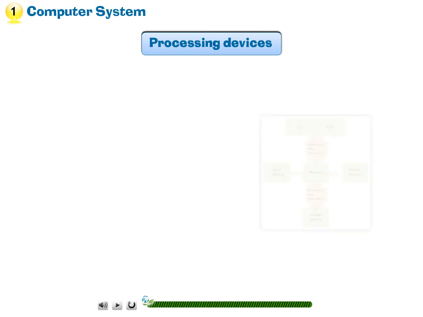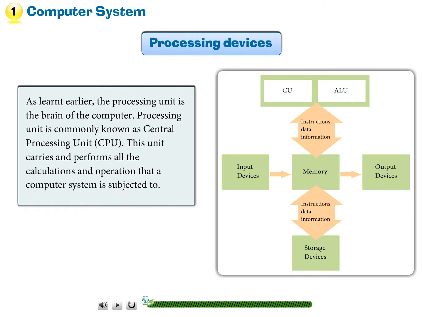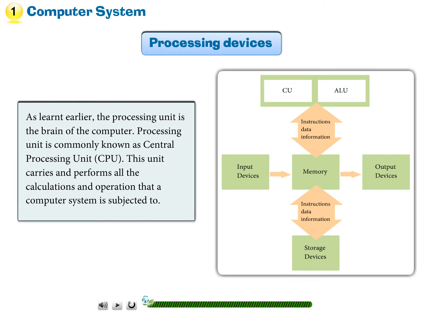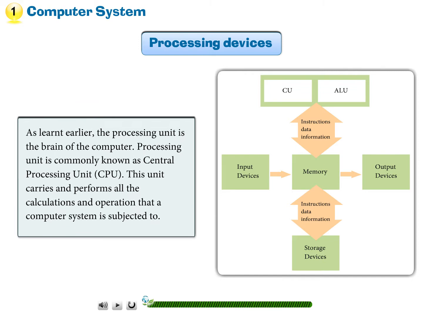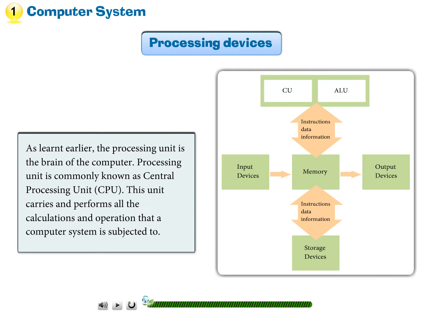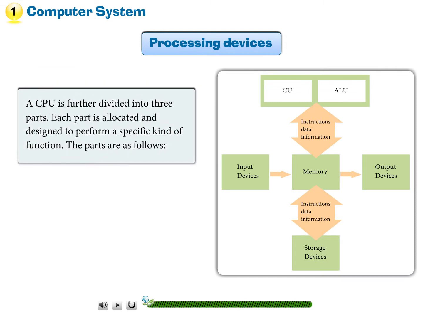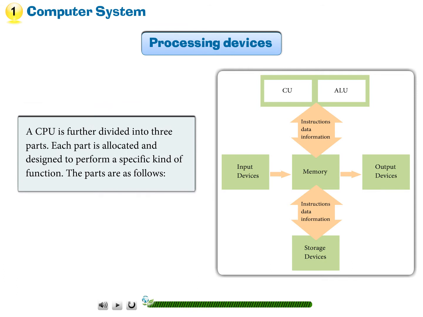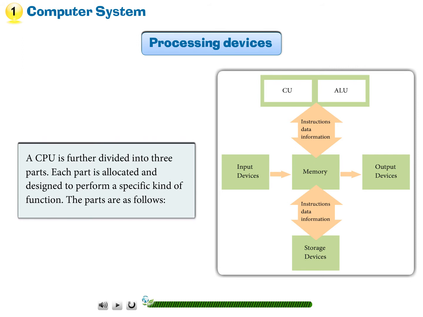Processing devices. As learnt earlier, the processing unit is the brain of the computer. The processing unit is commonly known as the Central Processing Unit, CPU. This unit carries out all the calculations and operations that a computer system is subjected to. A CPU is further divided into three parts. Each part is allocated and designed to perform a specific kind of function. The parts are as follows.